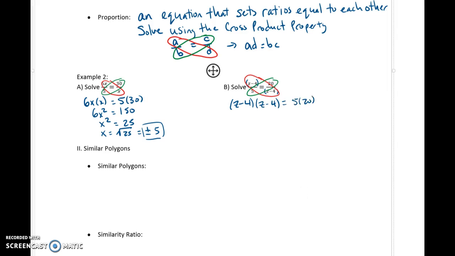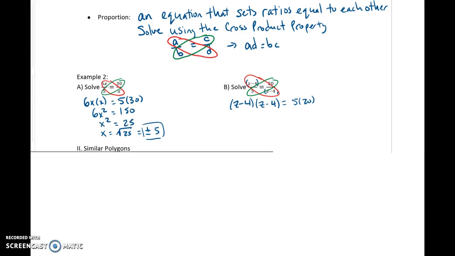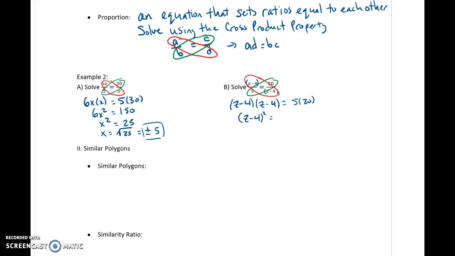So you can definitely FOIL this out if you'd like, but what's actually even neater is that these two are the exact same expression. So we can combine that and say this is z minus 4 to the second power, and that equals 100. And since this is one perfect square, something to the second power, we can go ahead and square root both sides to get z minus 4 equals the square root of 100, which says z minus 4 equals plus or minus 10.